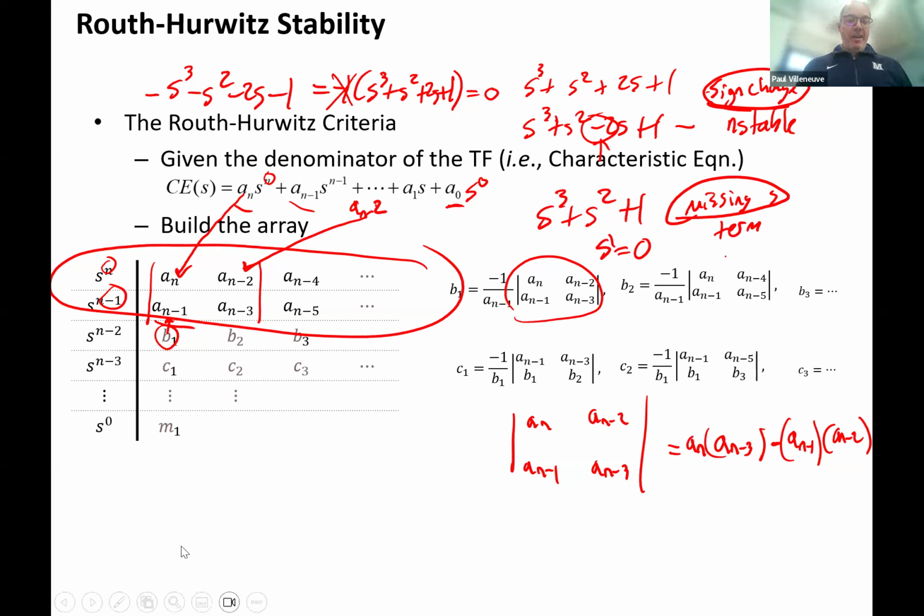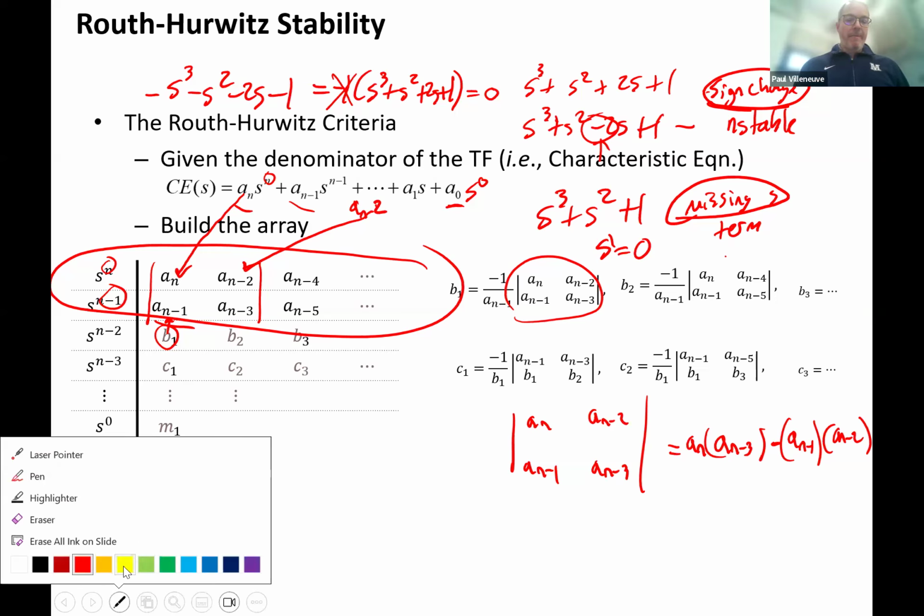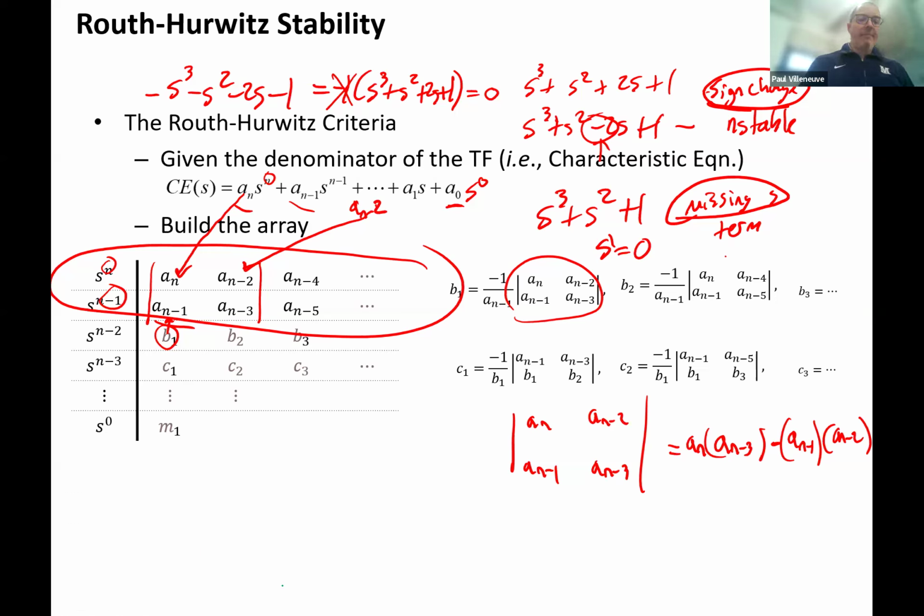Now I'm going to go ahead and show you how to get B2. Let's change the color. To get B2, I'm going to use my determinant approach, but I'm still going to use the very first row. So 1 up above, very first row. But now I'm going to go to the immediate right and 1 above whatever coefficient I'm solving for. So I'm solving for B2. So my determinant is based on a_(n-1), a_(n-4), and a_(n-5). That's what I've got over here.